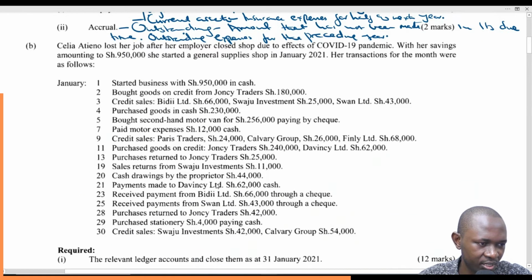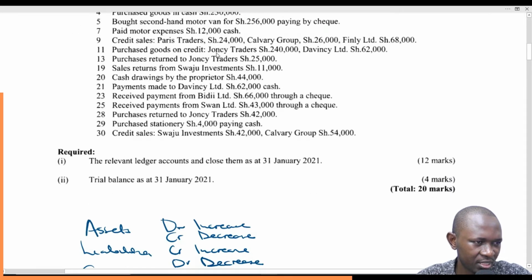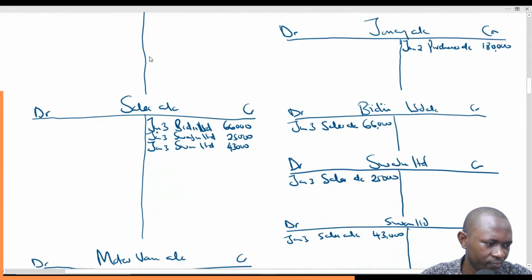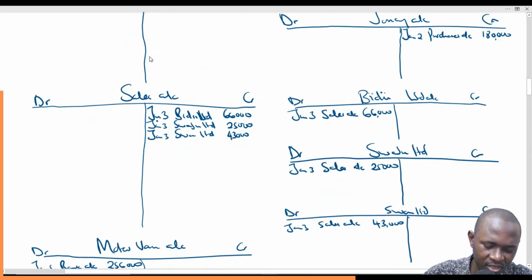Expenses are a debit entry, you can see. Expenses are debit entry. Credit sales, Paris Traders, 24,000. Calvary Group, 26, Finlay, 68. So credit sales, Paris Traders, 24,000, and this is 9th. So sales, we come here, January 9th.